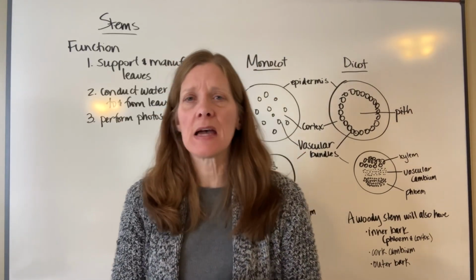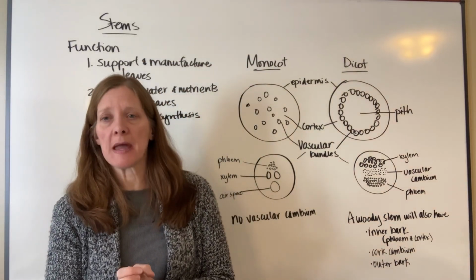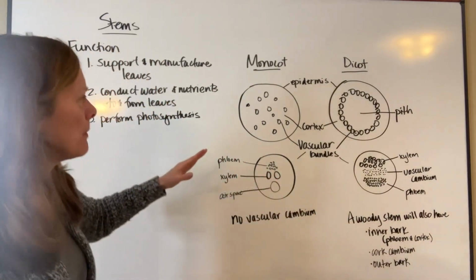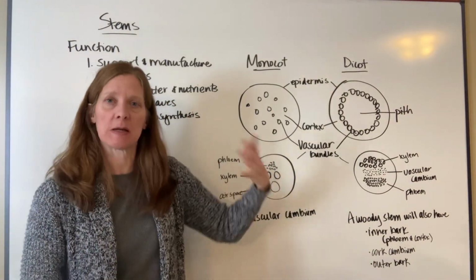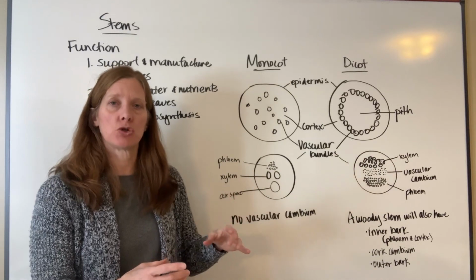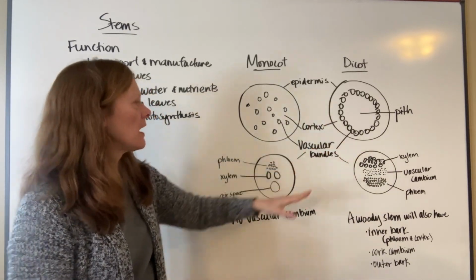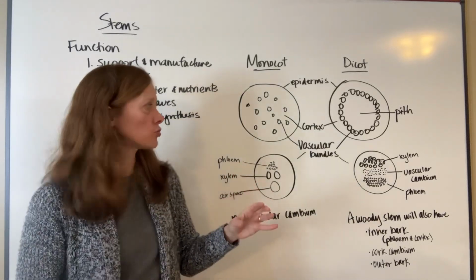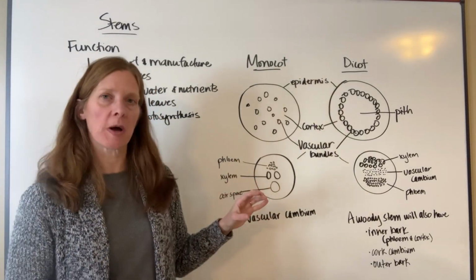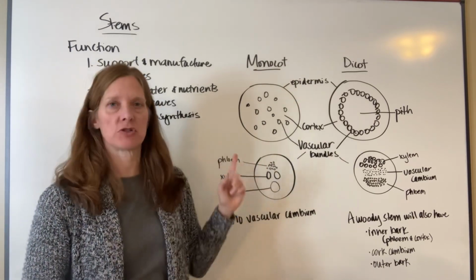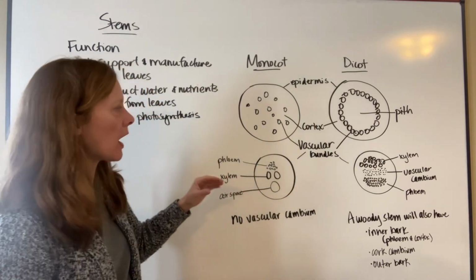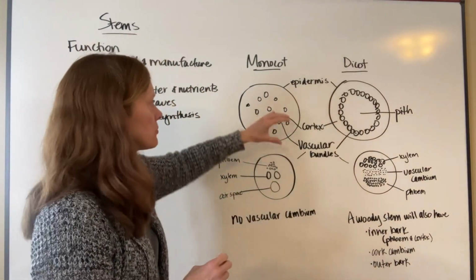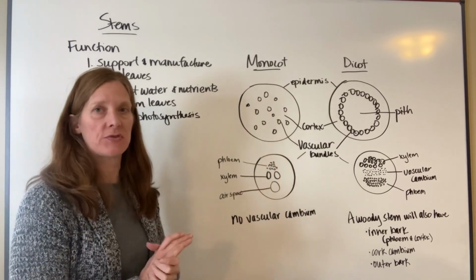All right, once again, just like we did for roots, we're going to be comparing monocot and dicot stems. Both of them are going to have an epidermis made up of that dermal tissue so that it's going to protect the stem. Both monocots and dicots are going to have a cortex for storage. But the vascular bundles are what really makes the difference between these two types. So in a monocot, your vascular bundles, which contain your xylem and your phloem, are scattered all the way throughout the stem.